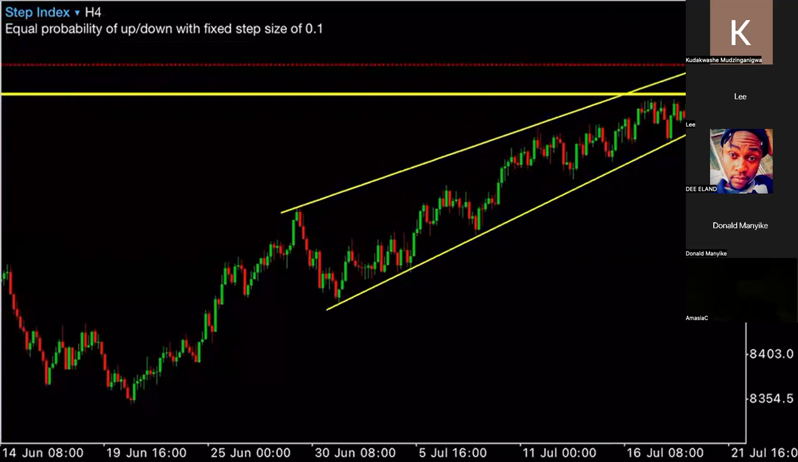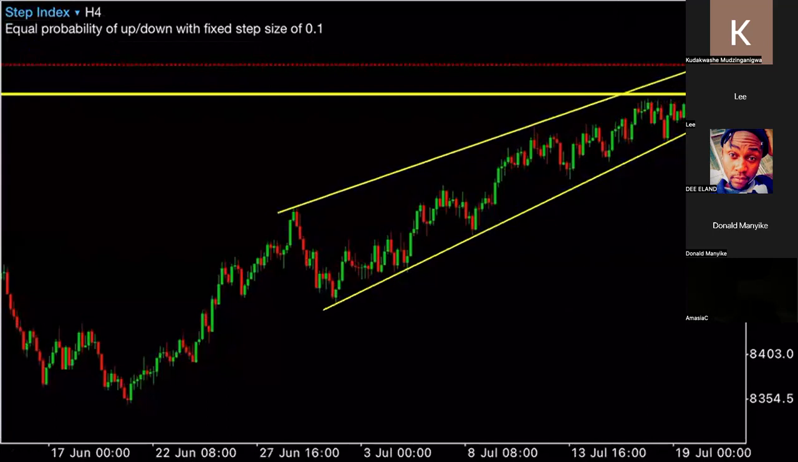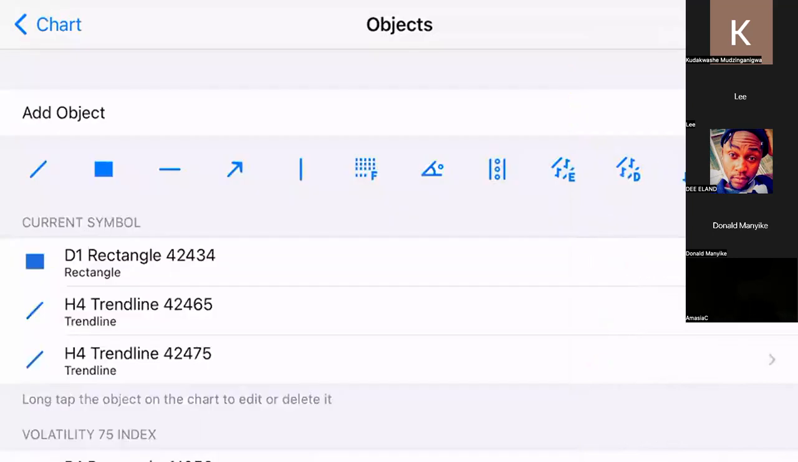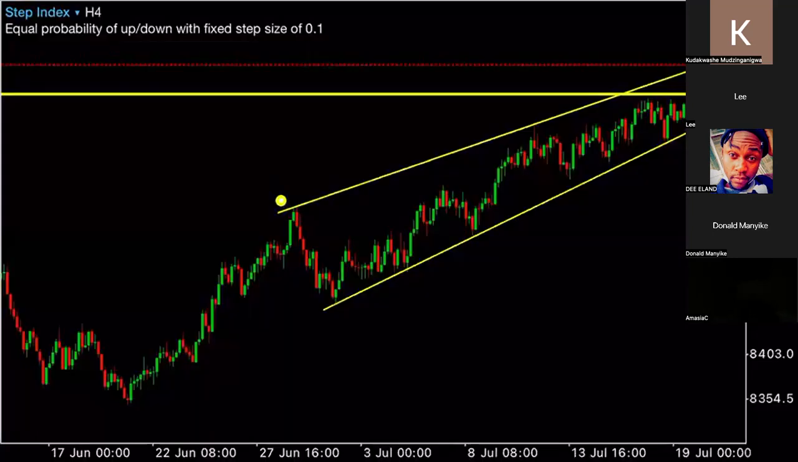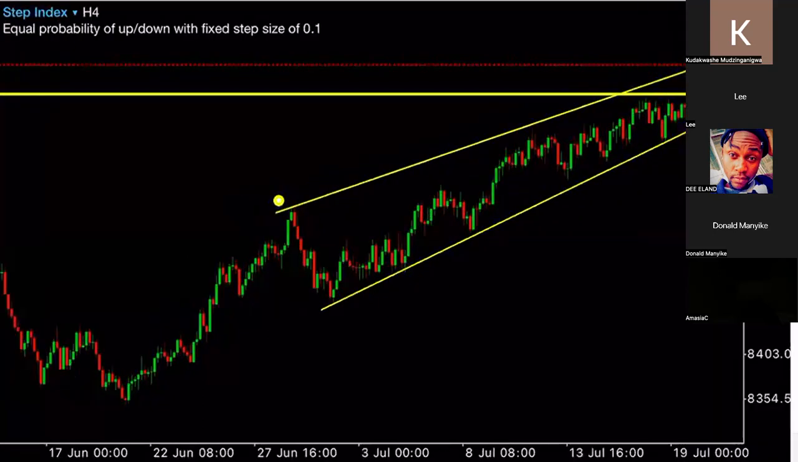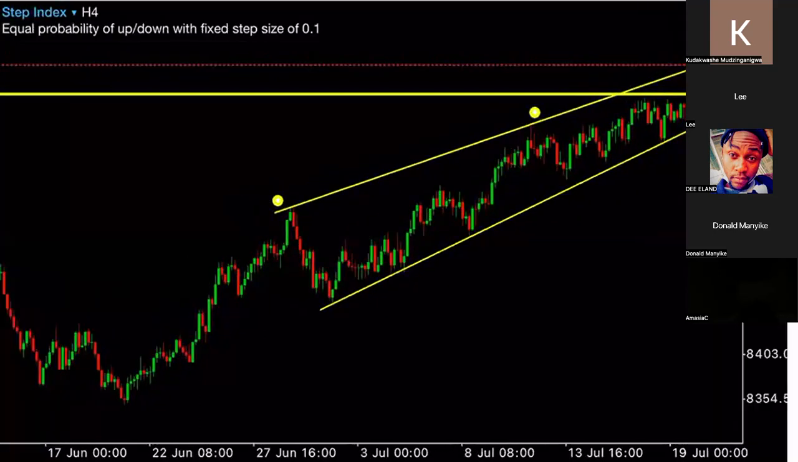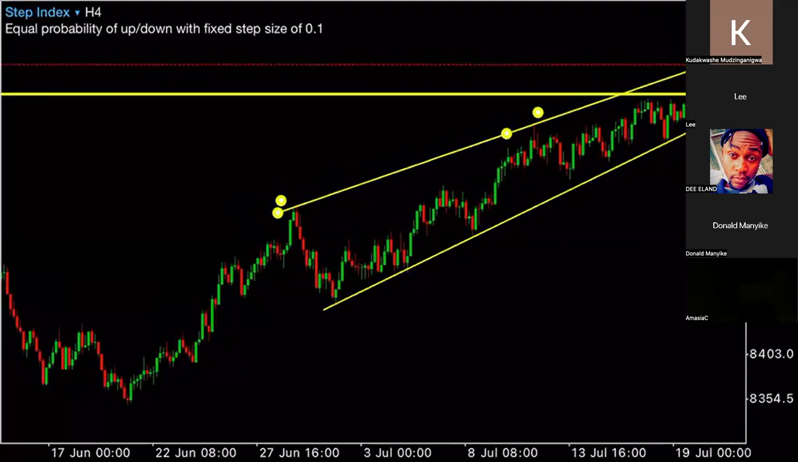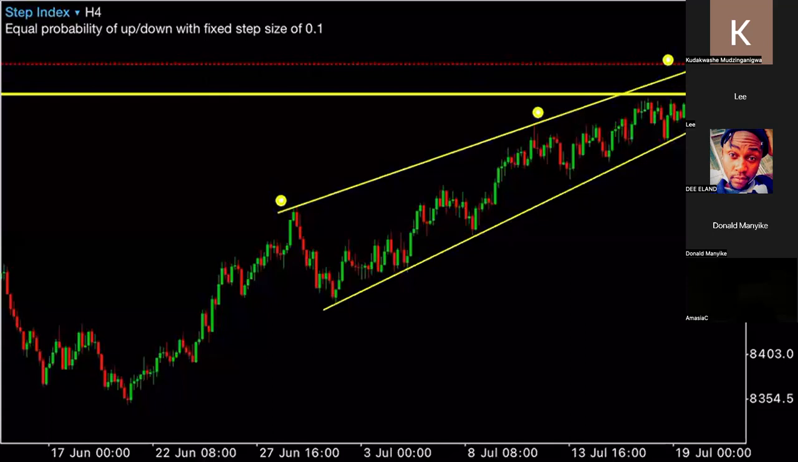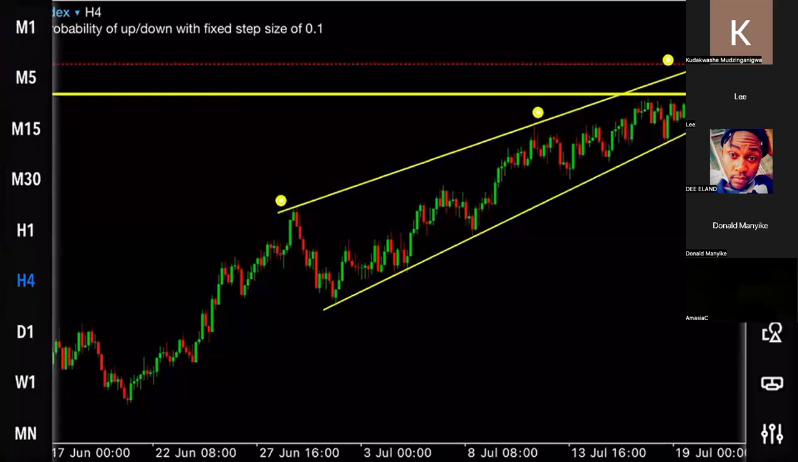So this is what we have on step index. We have more of an ascending channel. Our first touch there, second touch there. We have our third touch. We had our third touch there.